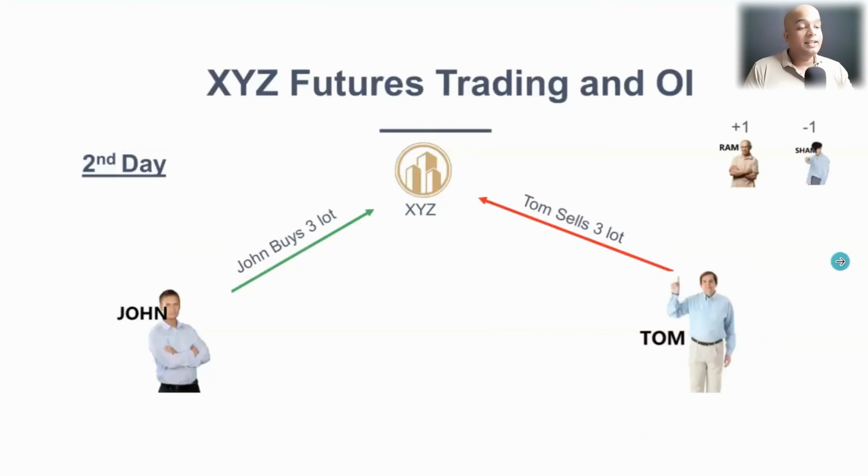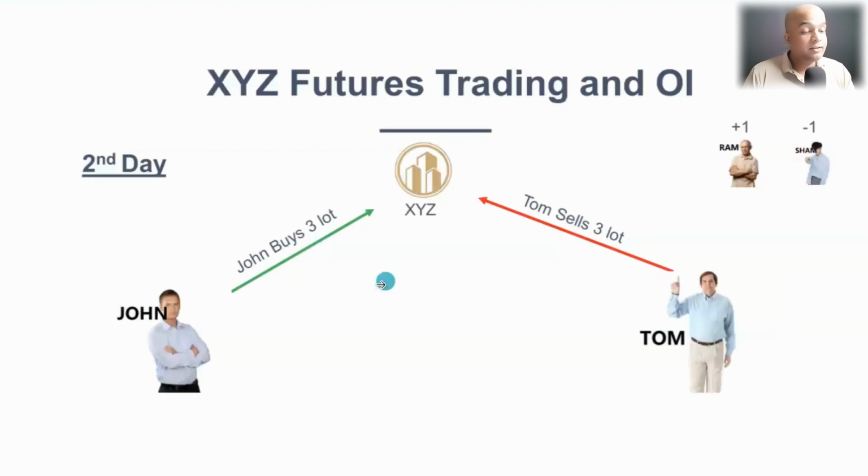On the second day, these people are again carrying their position. Let's assume they are not intraday traders, they are positional traders, which means before the market opens, open interest is 1. John is a new player. He thinks XYZ will go upside, so he will buy 3 lots. Tom is also a new player to this XYZ company. He thinks XYZ will go down, so he sells 3 lots.